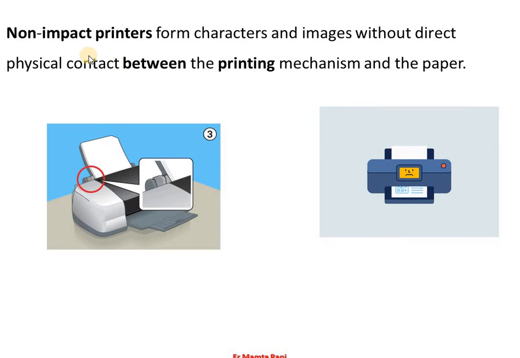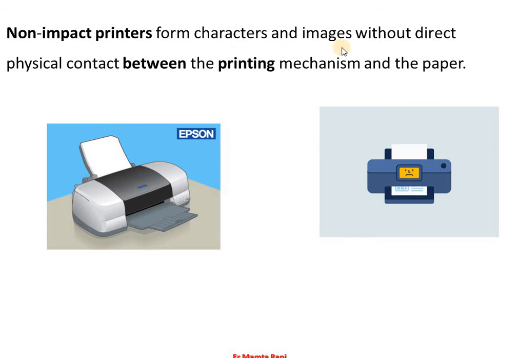Non-impact printers form characters and images without direct physical contact between printing mechanism and paper. So these are the examples of non-impact. Inkjet, laser, these are non-impact printers. Whereas for impact printers, example is dot matrix printer. So here the paper will come automatically. You insert the paper, automatically you will get the paper without any noise. This is non-impact, no direct contact between paper and printer.